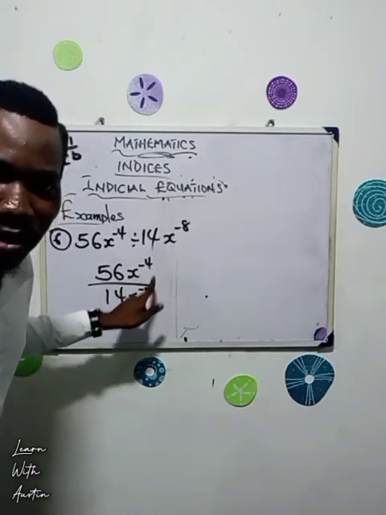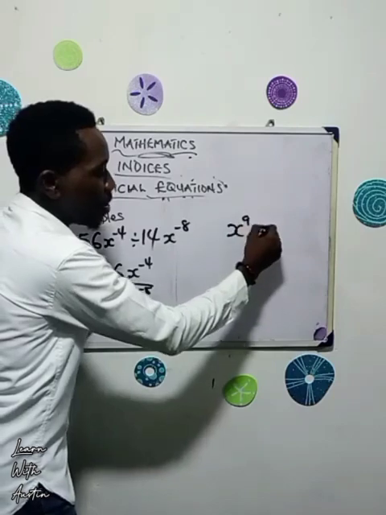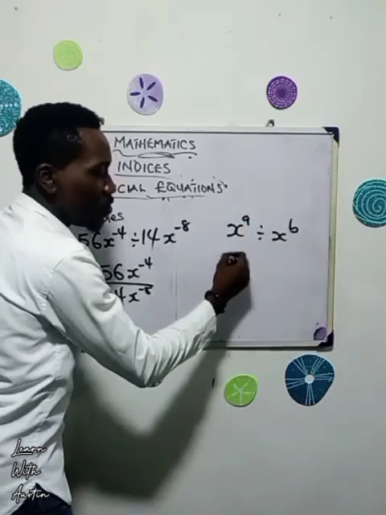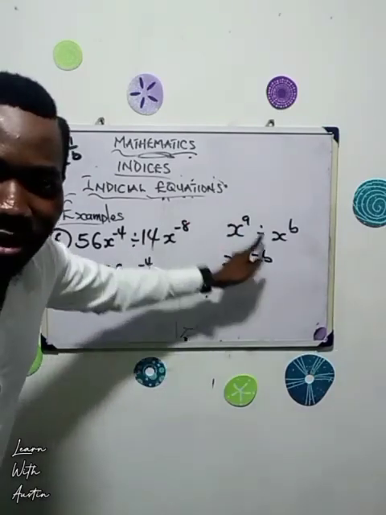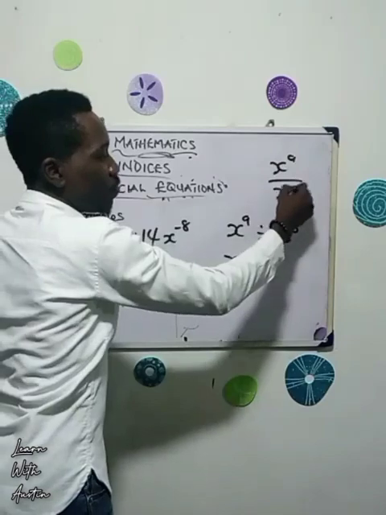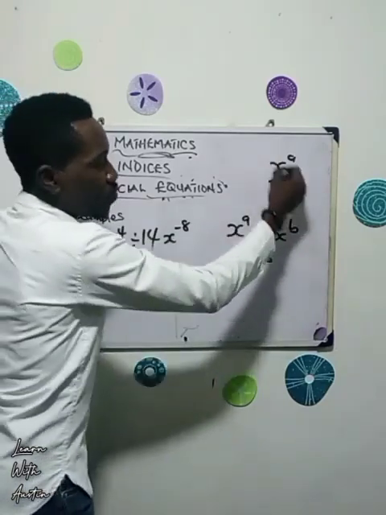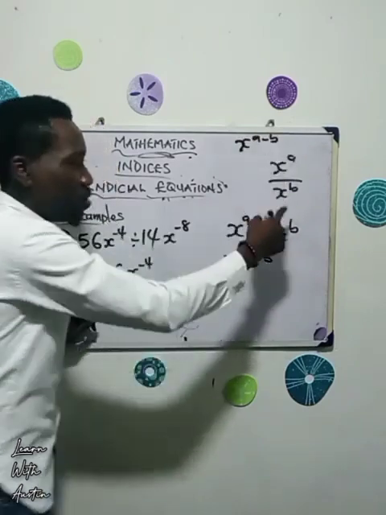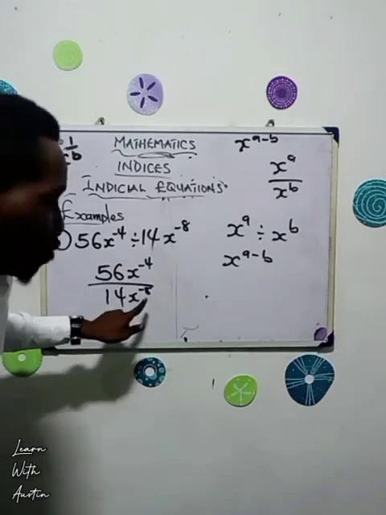Remember again, x raised to the power a divided by x raised to the power b is going to give us x raised to the power a minus b. Whether I write it this way or as a fraction, it's the same thing. So we can apply that to x raised to the power minus 4 and x raised to the power minus 8.